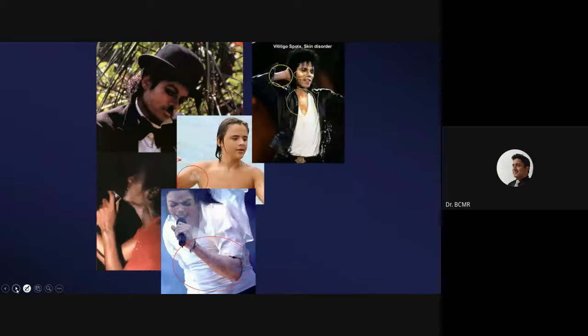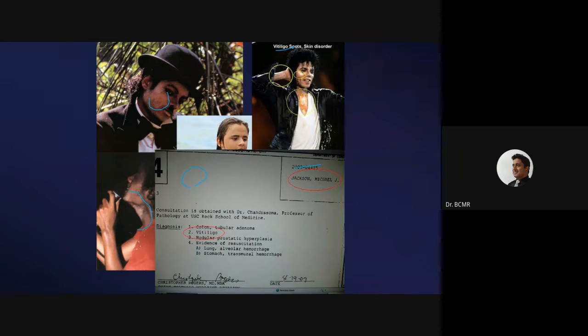But the point is that he actually had a disease called vitiligo. When he was transforming, you see some spots here. I hope you can see those. You can see some spotting here. And this is his son who apparently has that. I don't know how true it is, but yes. And in his death report too, he had this disease of vitiligo. That is a discoloration of the skin.